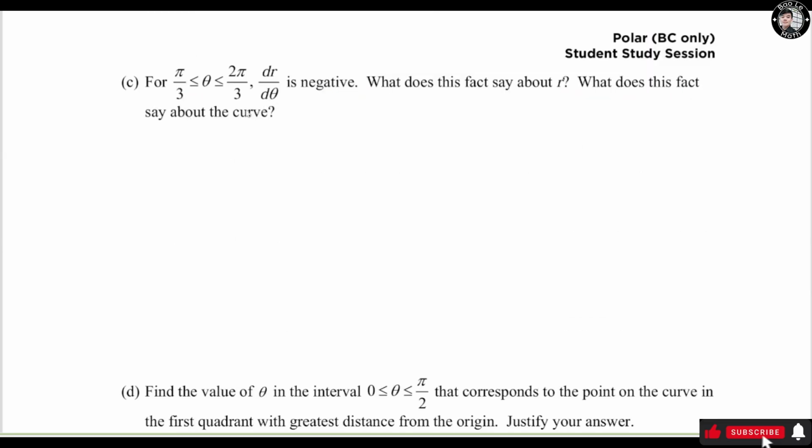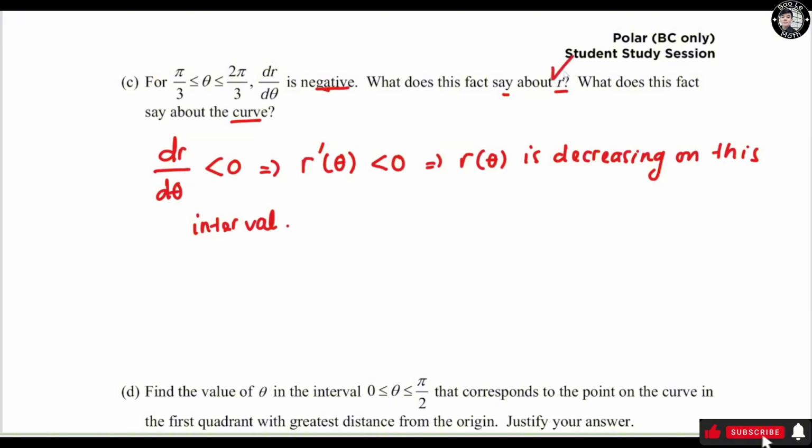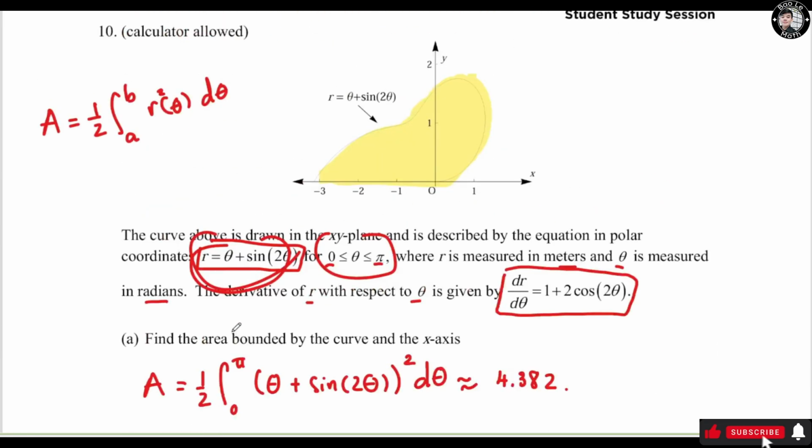Now, question C. For theta from pi over 3 to 2 pi over 3, dr over d theta is negative. What does this fact say about the radius? What does this fact say about the curve? Alright, so we have dr over d theta less than 0. This one is the first derivative of the function of the radius. Less than 0 tells us that the function r of theta is decreasing on this interval. So we just answer this question. Now, when the radius is decreasing, it's getting closer to the origin. Now we go back to the graph right here. We can observe it.